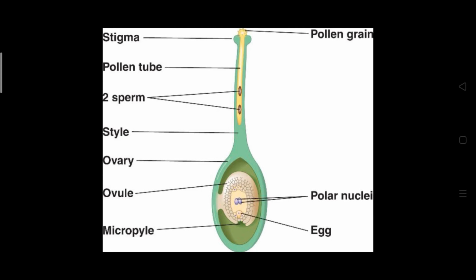When the pollen tube grows through the style and reaches the ovule, it will enter through the micropyle. You can see there is a gap. This ovule is not covered completely. There is a small gap. That gap is called micropyle. So the pollen tube will enter through this micropyle.